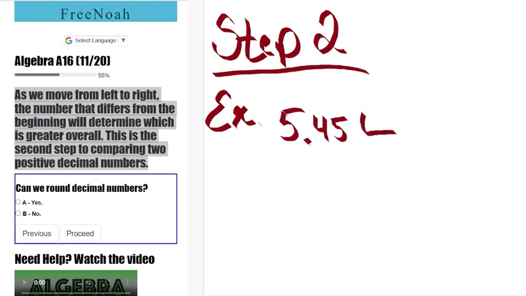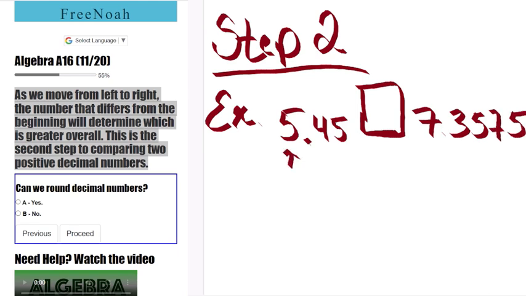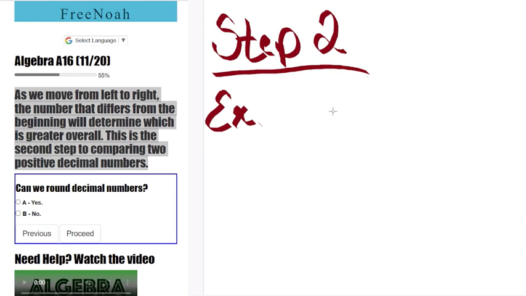We have 5 and 45 hundredths. We're going to compare it to 7 and 3,575 10,000ths. Well, immediately you notice in the whole value that the 7 here is greater than the 5, so you can say that the right value is greater.